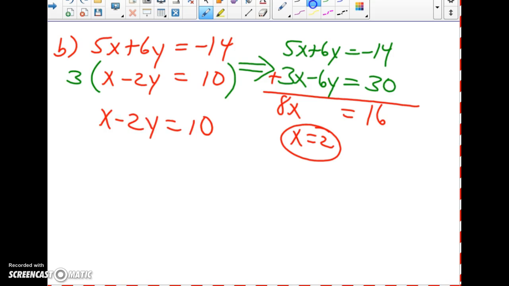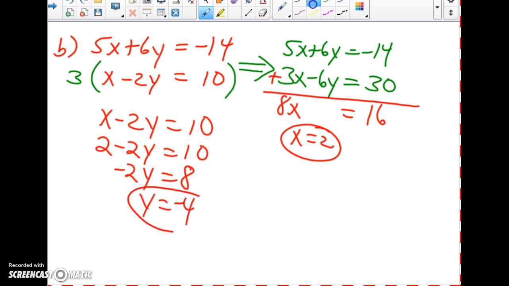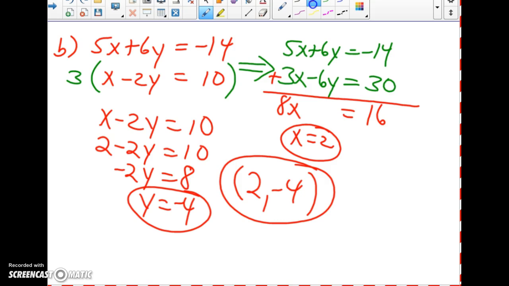Okay, put 2 in for this X. Subtract 2 from both sides. Divide by negative 2. You get negative 4. Okay, now what's the final answer? 2 comma negative 4. You got it. Very good. You're correct. There's your answer.